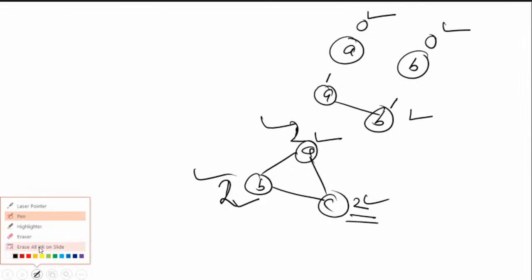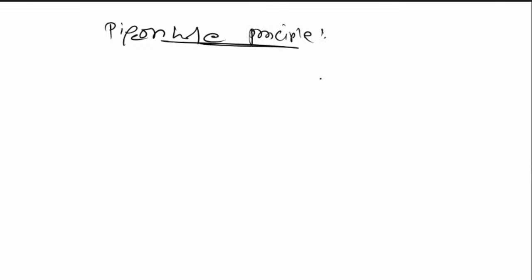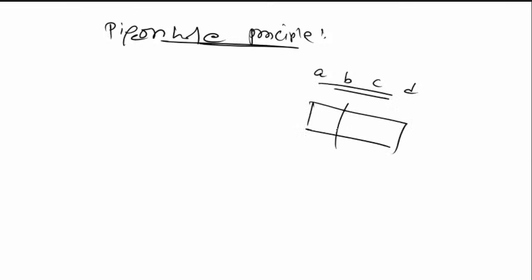Let's prove it, and we can prove it by the pigeonhole principle. This pigeonhole principle, I hope you already know. Let me revise it. The pigeonhole principle says that, let's assume you have n pigeons, A, B, C, D. Let's assume you have four pigeons, and assume you have only three holes.